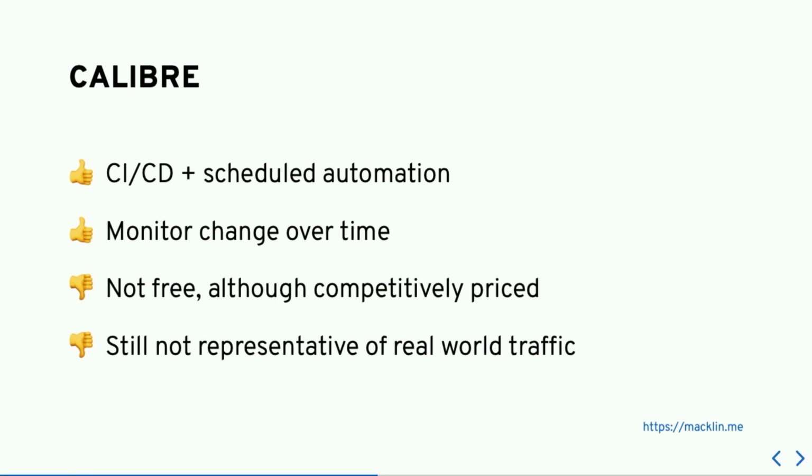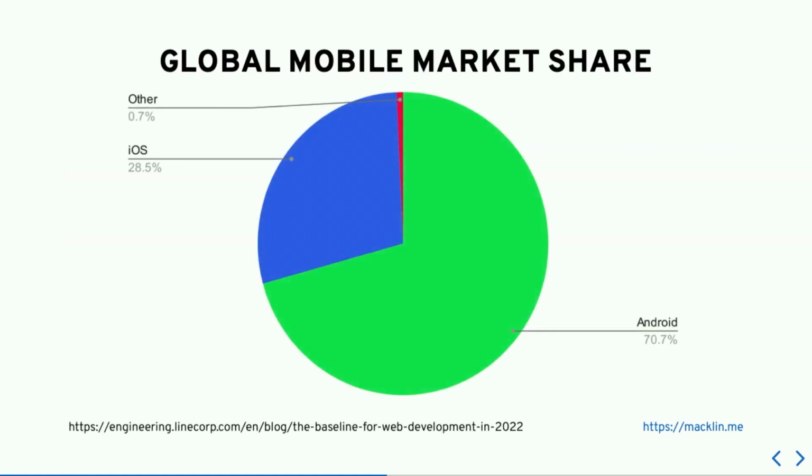This one, in this case, is not free, although they're pretty competitively priced, I think. They're not the sort of people who are going to price gouge or anything like that. It's a small team. But it's also still not representative of real-world traffic. They do have a few more options in terms of the kinds of devices and the locations of the devices they can test on, but they're not real-world devices. I've said that twice now, right? Not representative of real-world traffic. That must be pretty important, right? I'm kind of stressing that point. And it is really important.